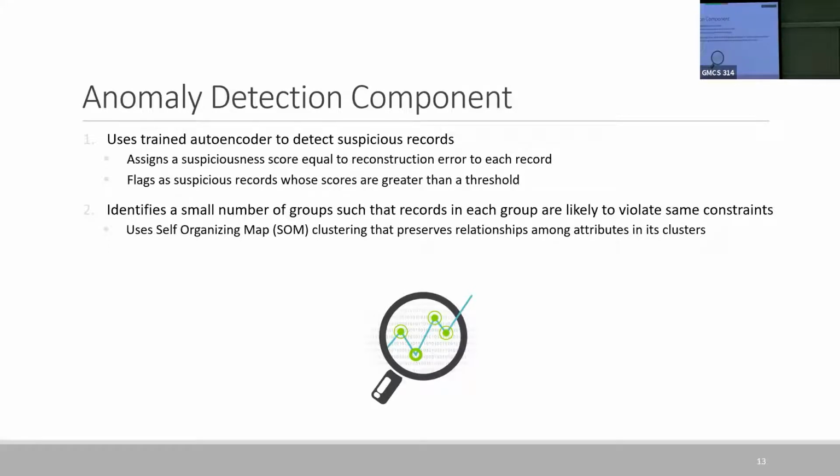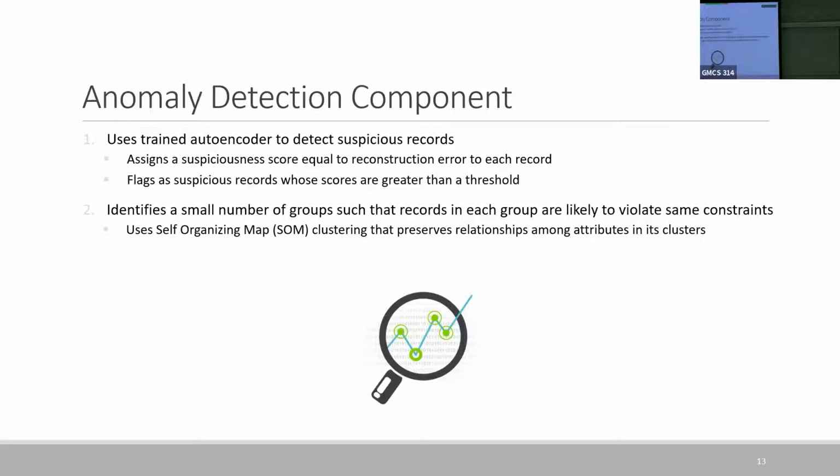So in the anomaly detection component, this trained autoencoder is used, and by the way, the autoencoder model is unsupervised. The data is not labeled. So the trained autoencoder is used to assign a suspiciousness score to each data record. And the suspiciousness score is calculated based on the reconstruction error that we just talked about. So those records whose scores are greater than a threshold are flagged as suspicious.